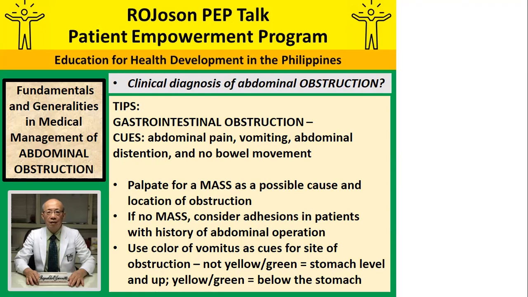Use the color of the vomitus as cues for the site of the obstruction. This is another cue. If the vomitus is not yellow-green, then you suspect an obstruction at the stomach level. But if the vomitus is green or yellow, meaning there is already bile, then we suspect an obstruction below the stomach, usually in the small intestine already. No?